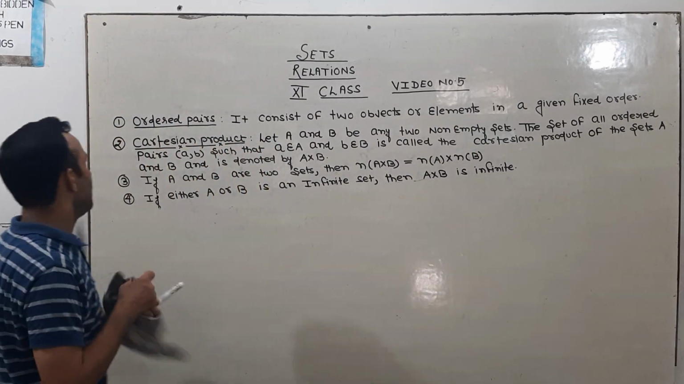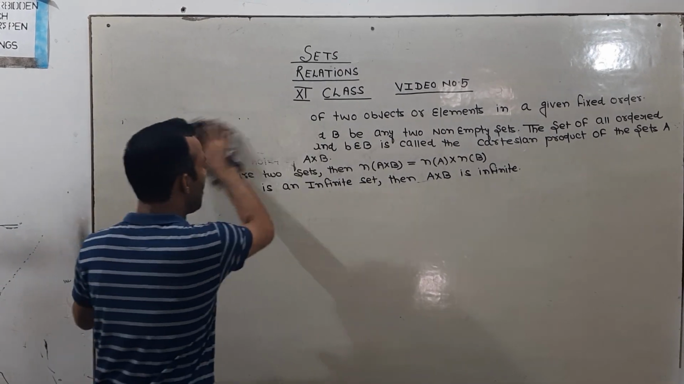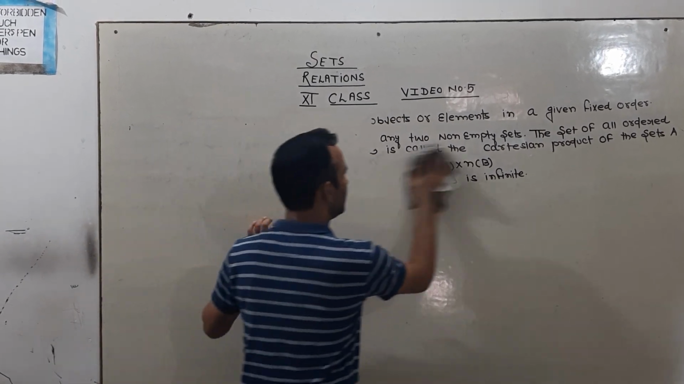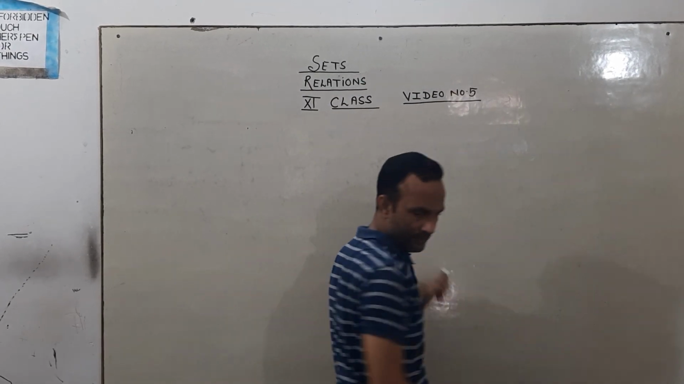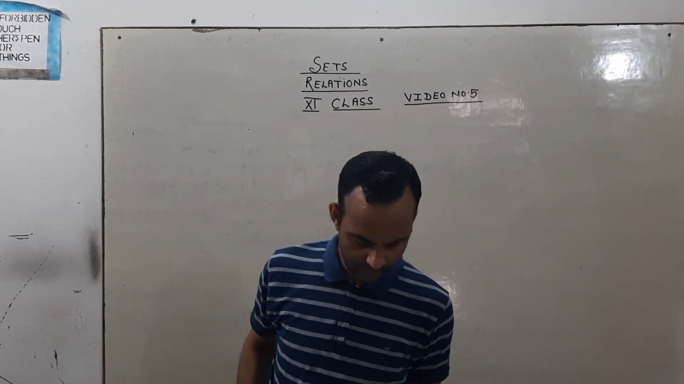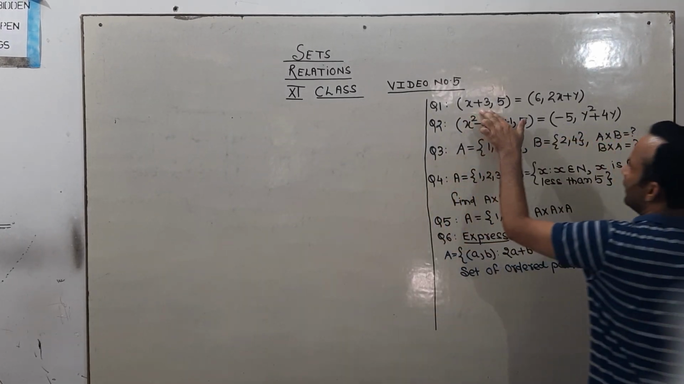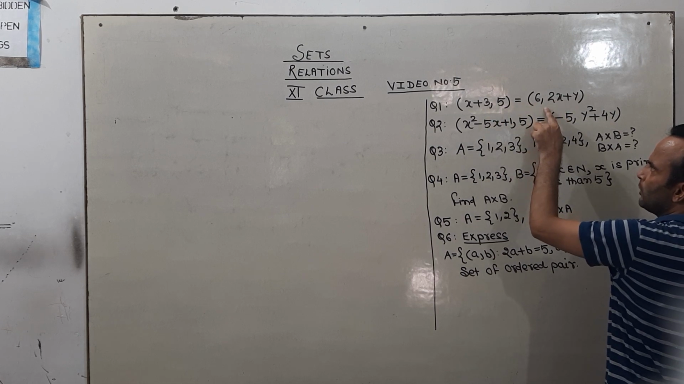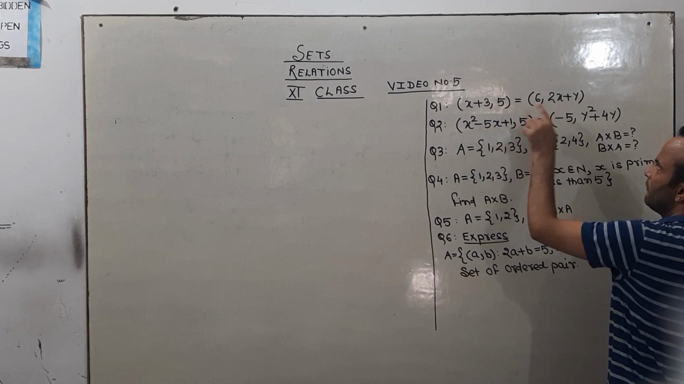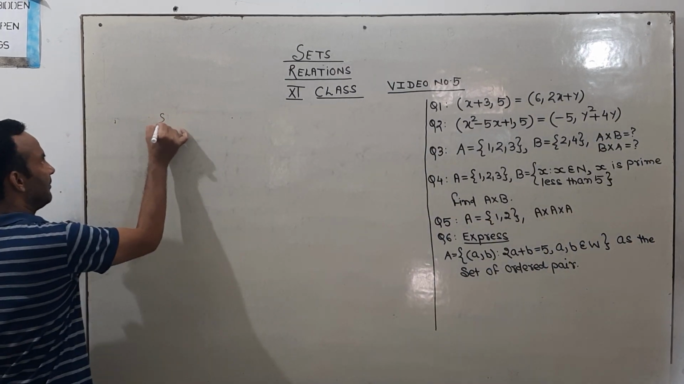Okay, now I am going to explain some problems related to ordered pair and the Cartesian product. See the problems very carefully. Now see question number first. Here you can see ordered pairs are given. These two ordered pairs are equal to each other. Then find out the value of x and y. See solution number 1.